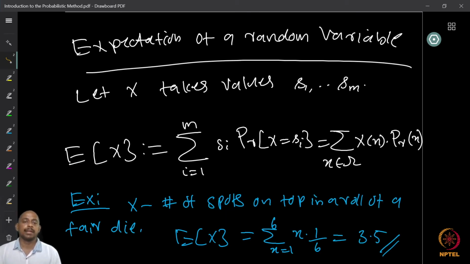Now the expectation of a random variable is defined as the summation over all the values taken by the random variable X. Let's say s1 to sm are the values. Then the summation i equal to 1 to m of the value times the probability that the value is taken by the random variable, so s_i times probability of X is equal to s_i. And this we can also see as a summation over all the elements x in omega, X of x into probability of x.